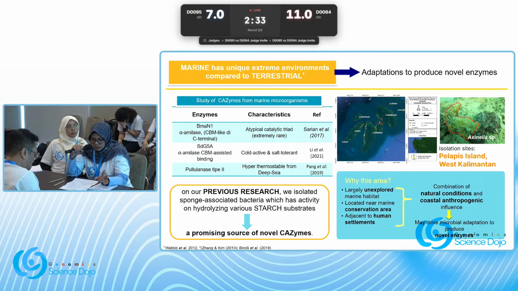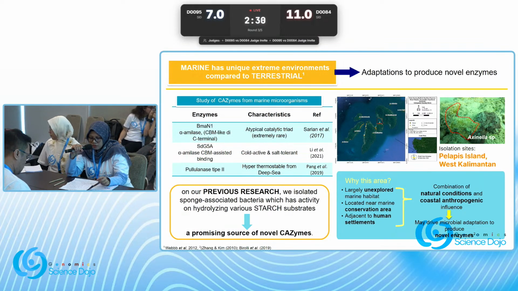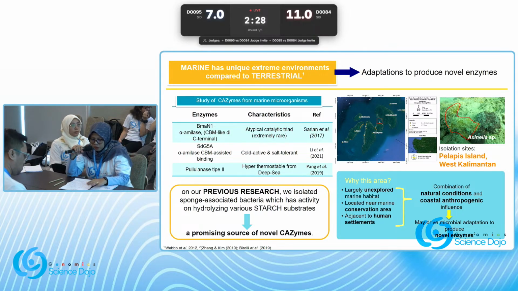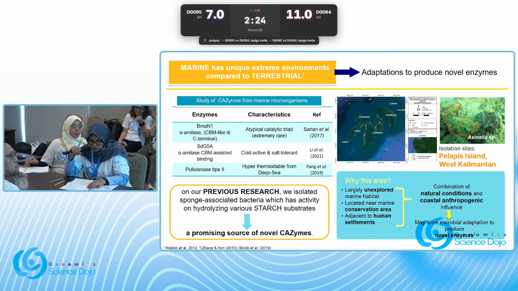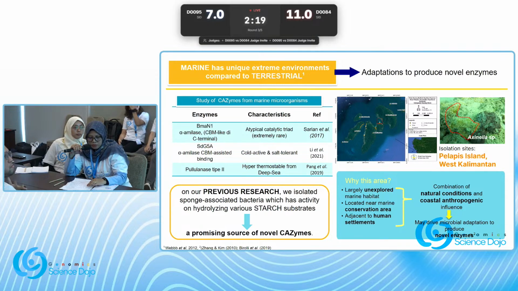There are some CAZymes discovered from marine microorganisms, as you can see in the table. From our previous research, we found the marine Bacillus sp. from Pelapis Island, which has potential as a source of unique and new CAZymes, and also is a promising source of novel CAZymes.